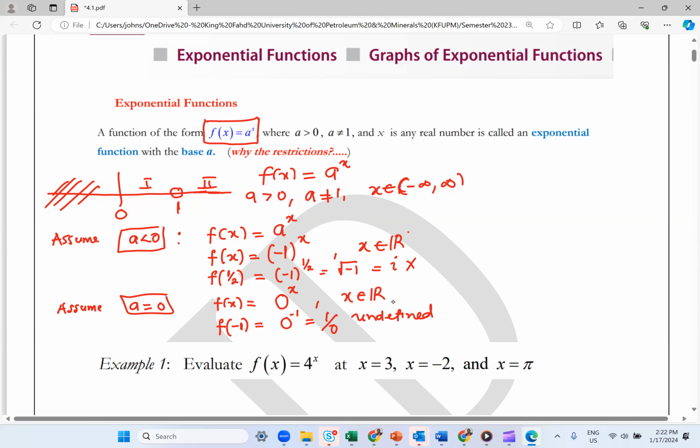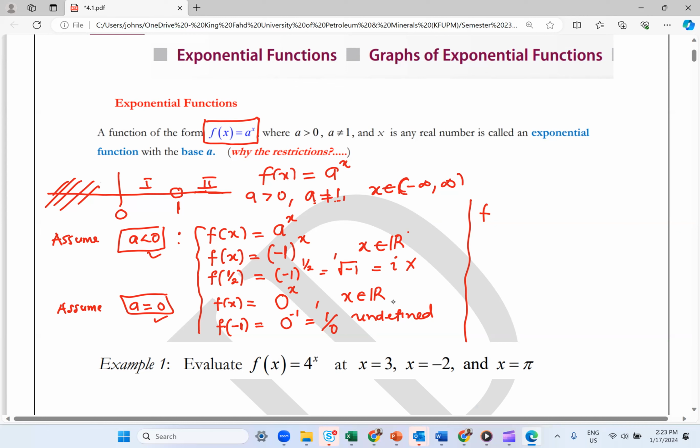What next? Then we also need to consider why a cannot be 1. When we say a has to be greater than 0, we want to exclude a less than 0 and a equal to 0. This is just the explanation of why you need to exclude them. If you don't exclude a less than 0, you can have complex numbers. If you take a to be 0, you can have it be undefined.